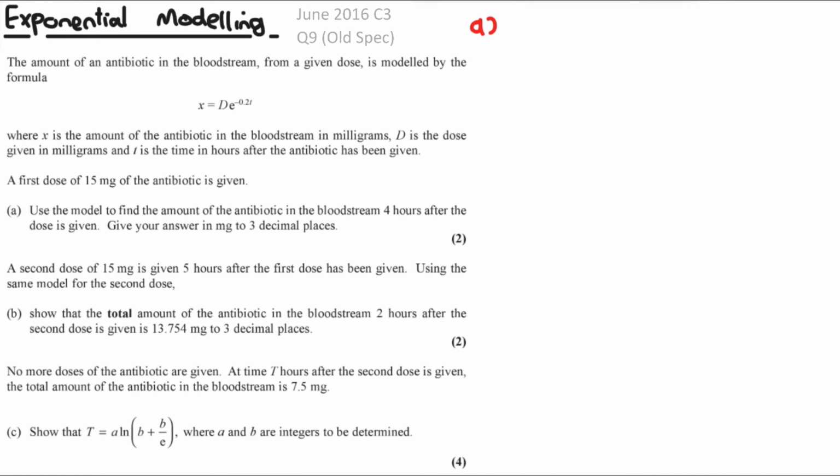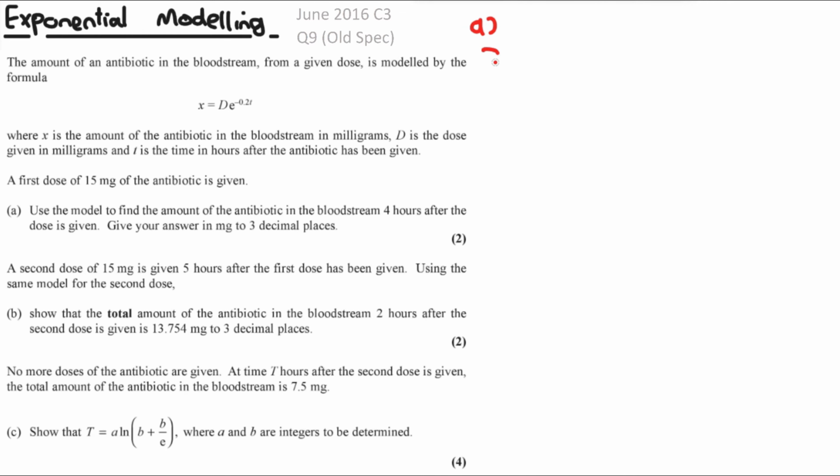So here's another question on exponential modelling. I included this question because I thought it was quite interesting, as there are 2 different variables, where d is the dose given in milligrams, and t is the time in hours after the antibiotic has been given. We're told that a first dose of 15 milligrams is given, and we need to find the amount of antibiotic, which is x, in the bloodstream 4 hours after the dose is given. We need to give it to 3 decimal places.